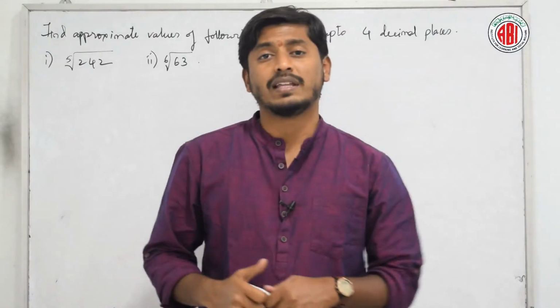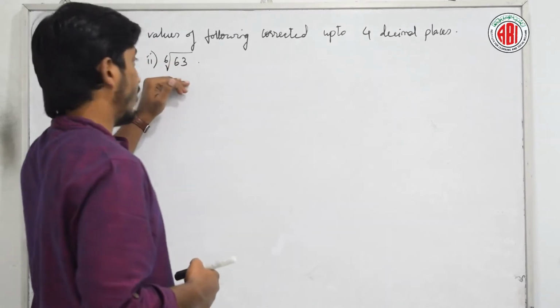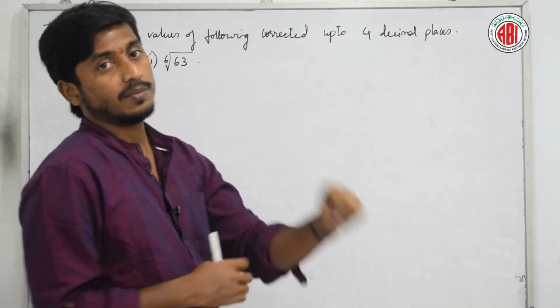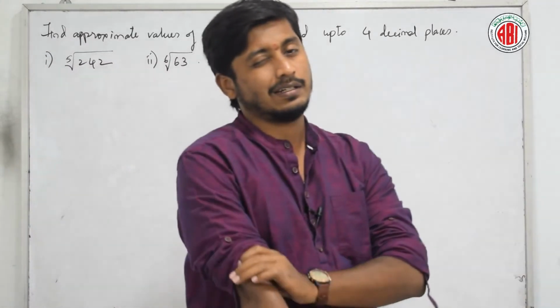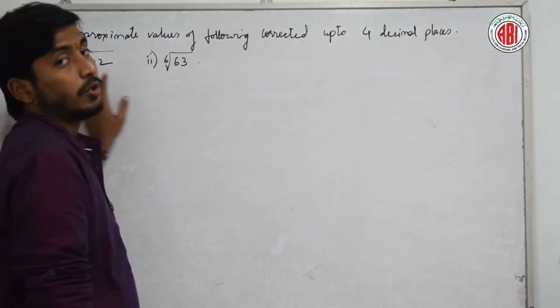Let's do. Look at the next question here. He gave: find the approximate values of the following numbers corrected up to 4 decimal places. So how do we find it? See here, fifth root of 242.